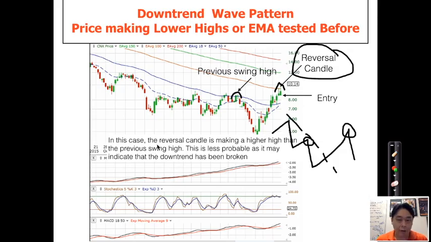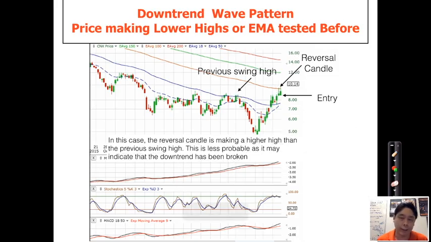So in this case, the reversal candle is making a higher high than the previous swing high. So this is less probable as it may indicate the downtrend wave has been broken, all right? So I'll not take this trade.